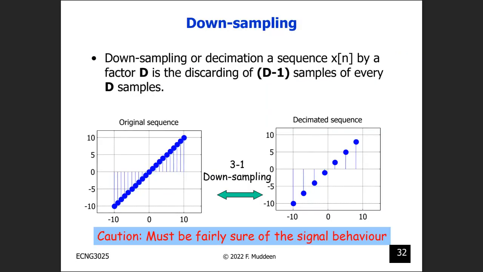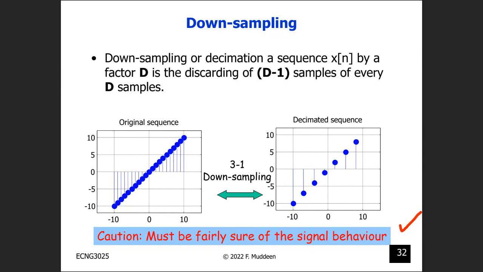And then two last things before we end today. One of the things that you could do, if you're fairly sure of what the discrete time signal is doing, is to do something called upsampling and downsampling. Downsampling is where you discard a certain number of the values.